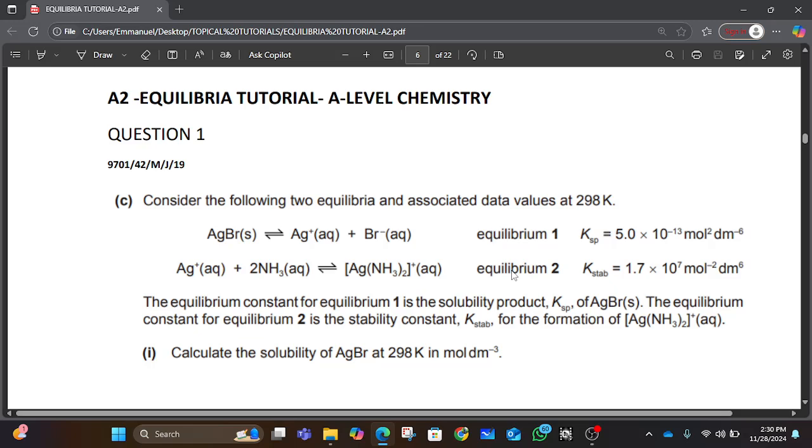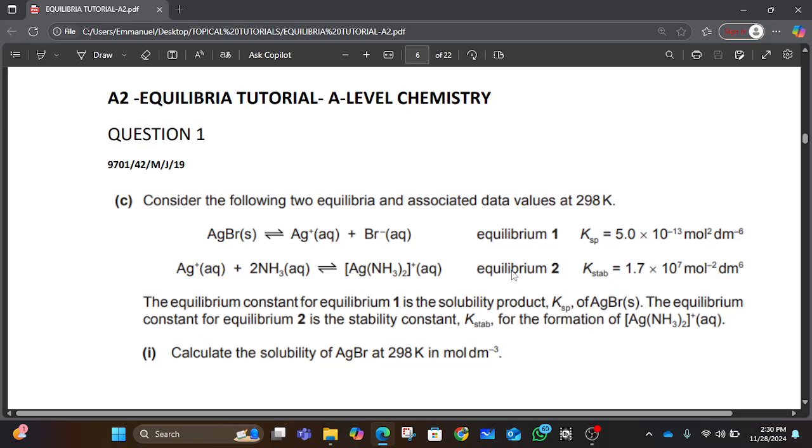The equation for equilibrium 1 is AgBr solid dissociates to give Ag plus aqueous plus Br minus aqueous. The KSP value is 5.0 times 10 power minus 13 mole squared decimeter minus 6. KSP is the same as solubility product.